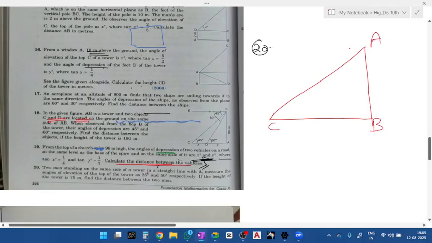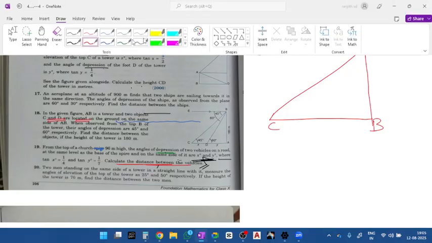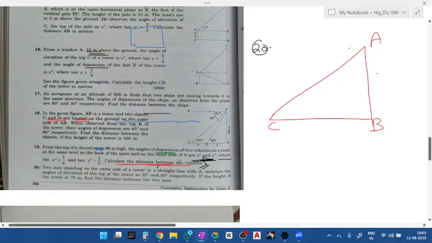Yeah, two men are standing on the same side of the tower. Which is the tower here, students? A, B, or C? Which one is the tower? If two men are standing on the same side, which side are they standing? On CB, right? What is the angle of elevation? And which one do you think is 25 and which one is 50 here? First you should write 25, then 50, because 90 is given. The value keeps on increasing. Look, 25, 50, 90.